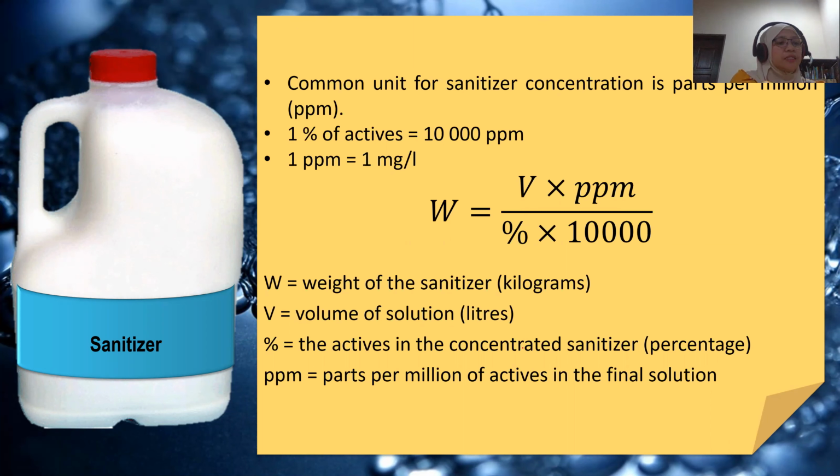The sanitizer is specified as a percent, as a percent of active, where 1% of active represents 10,000 ppm. And 1 ppm also means 1 milligram per liter.